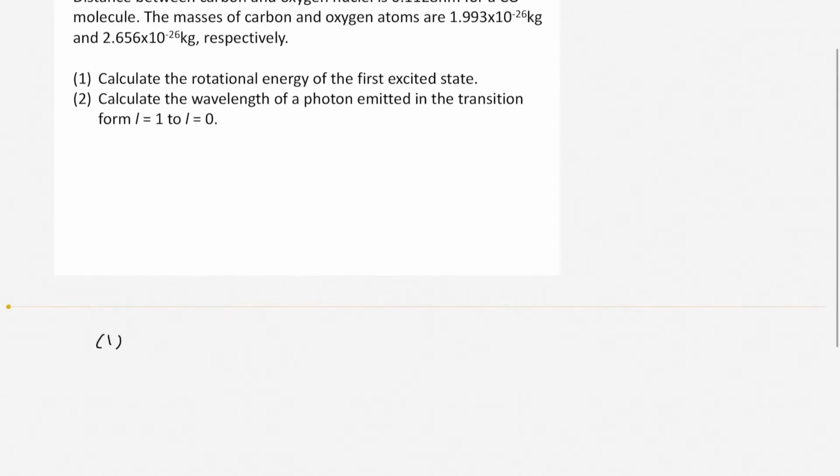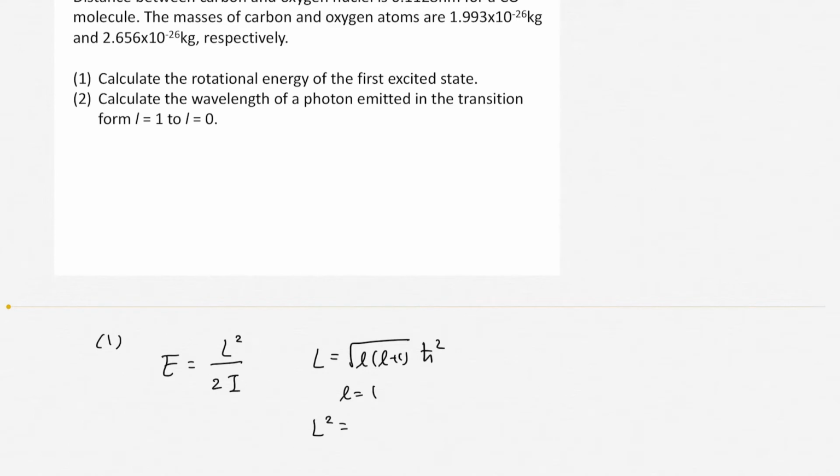First question. The rotational energy is expressed as L squared over 2I. L is the angular momentum, and I is the moment of inertia. L squared is going to be l times l plus 1 times h bar squared. From this equation, you can find that the first excited state is l equal to 1. You need to substitute l equal to 1, so L squared is obtained as just 2 h bar squared.